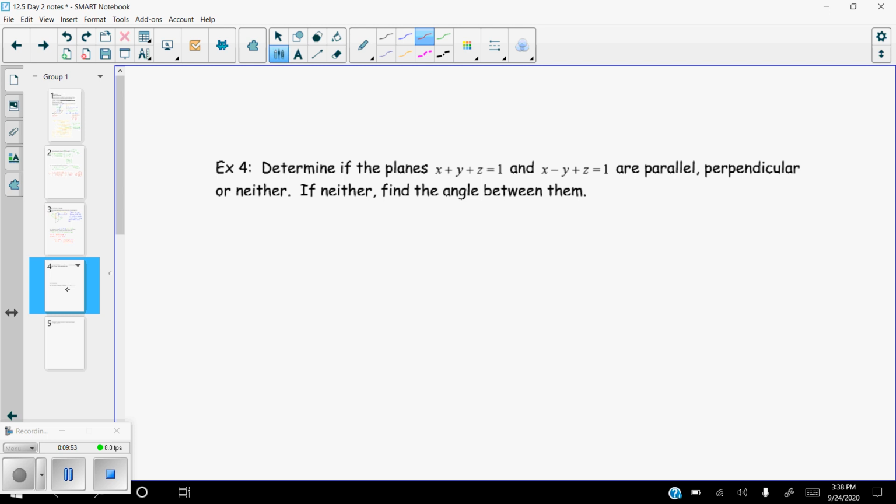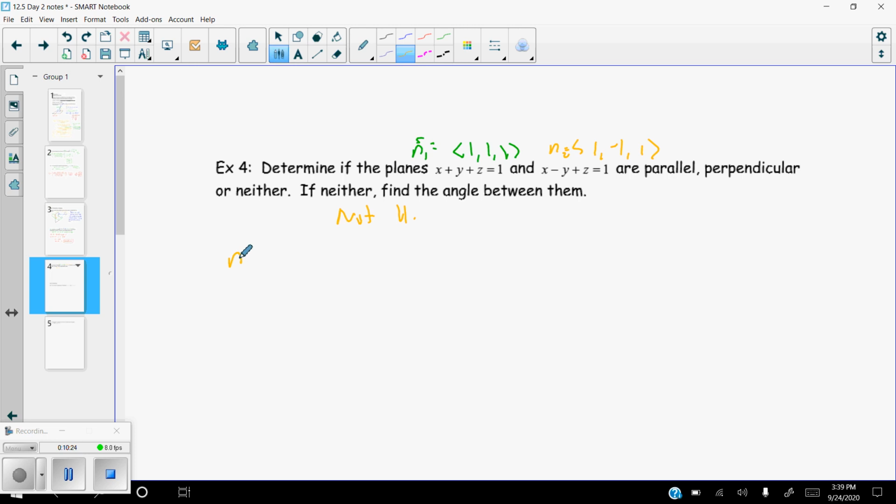So once again, I've got two planes. We want to determine if they're parallel, perpendicular, or neither. And if they are neither, we'll find the angle in between. So we've got N1 is 1, 1, 1. N2 is 1, negative 1, 1. You should be able to take a look at those real easily and figure out they're not constant multiples, so they're not parallel. Let's find out if they're perpendicular.